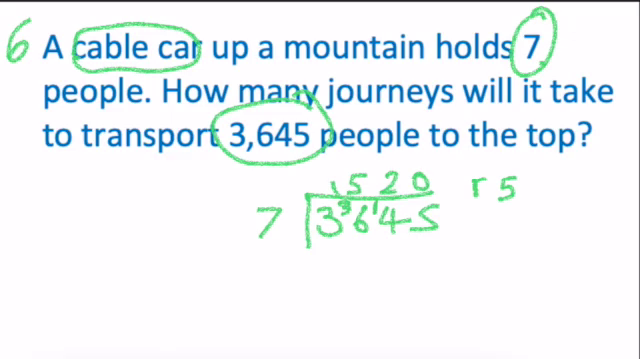Now, we're not going to leave those 5 people and just say, sorry, you can't go to the top of the mountain. It just means the last journey of the cable car, there will only be 5 people and there'll be 2 spaces in that cable car. So it actually is going to take 521 journeys up the mountain. 520 full journeys and then 1 extra journey where there's only 5 people.